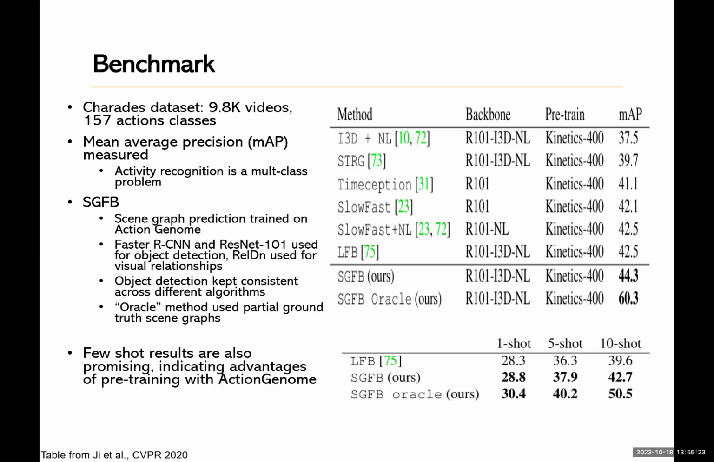The other interesting thing they did was look at this from a few-shot perspective, where they had limited training samples from the data set they were making the prediction on. So essentially they're using Action Genome to provide very strong pre-trained models, and they're getting results not too far off from the 44 mean average precision.